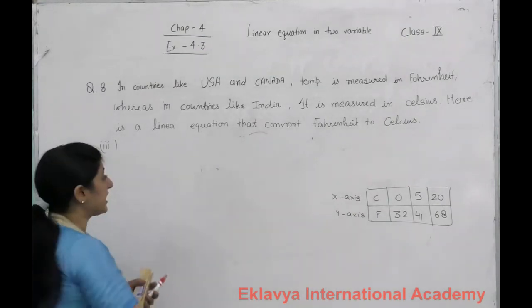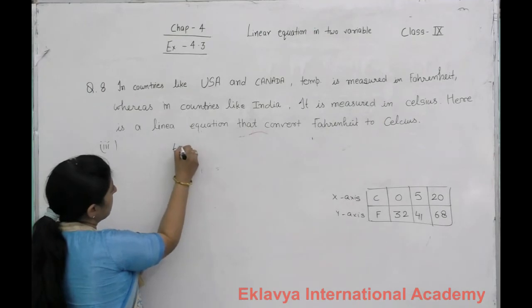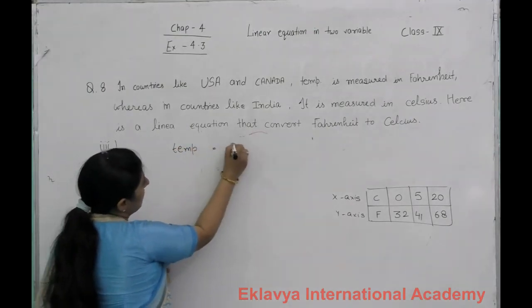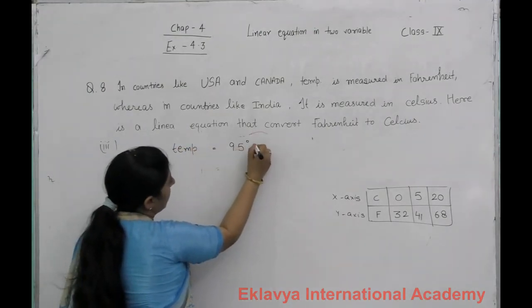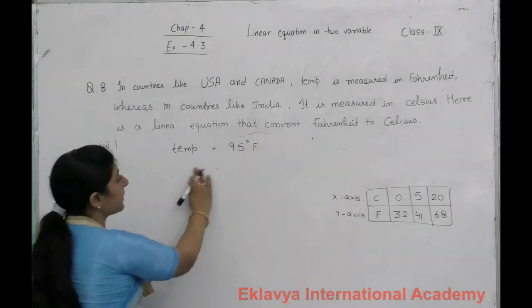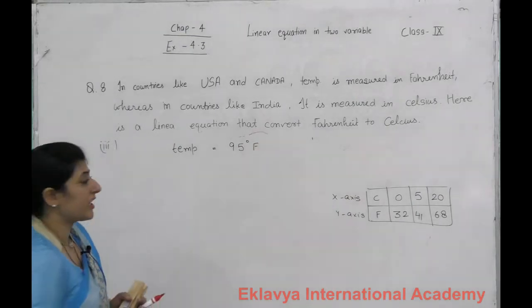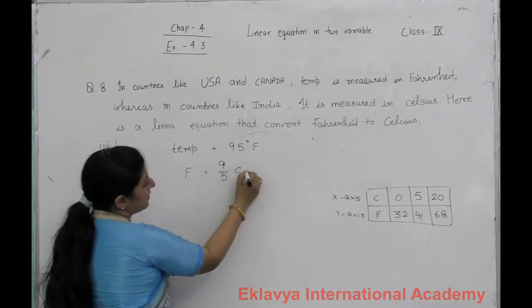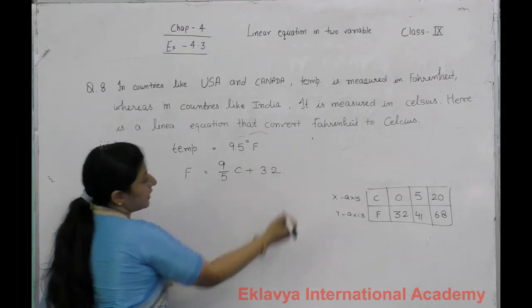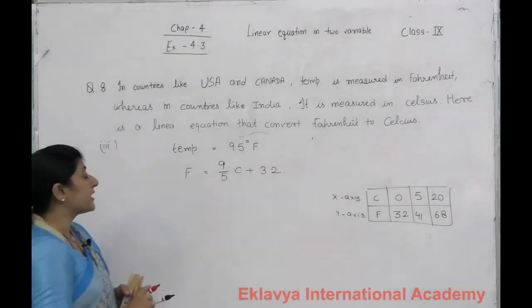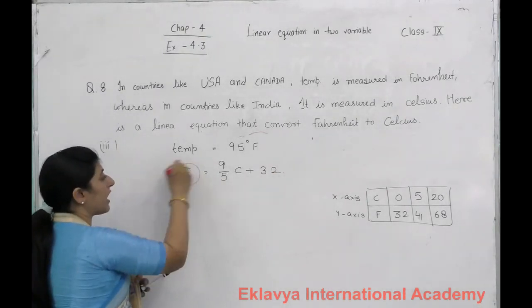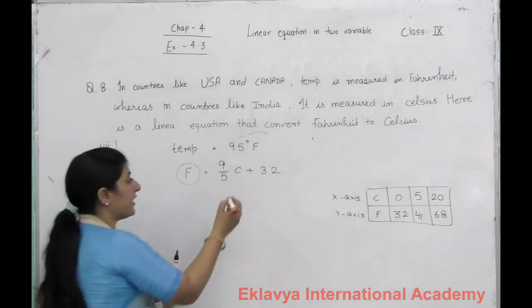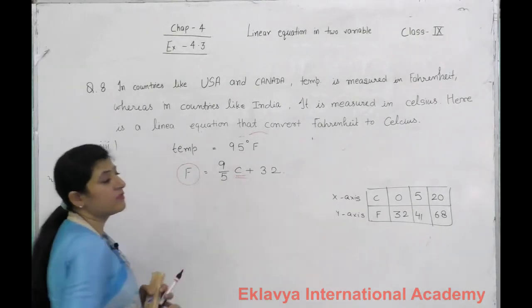If the temperature is 95 degree Fahrenheit, then what is the temperature in Celsius? Our equation is F is equal to 9 by 5 C plus 32. Now what is given to you? Value of F is given to you, and we have to find out the value of C.